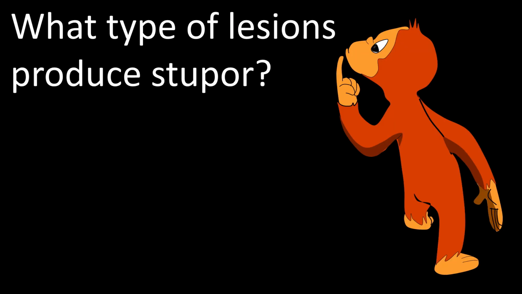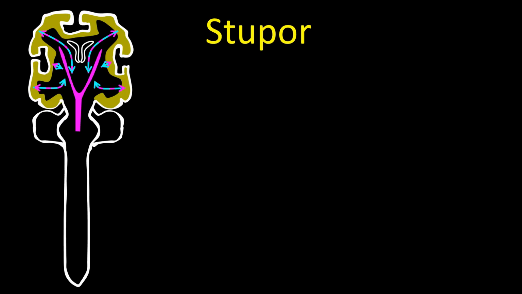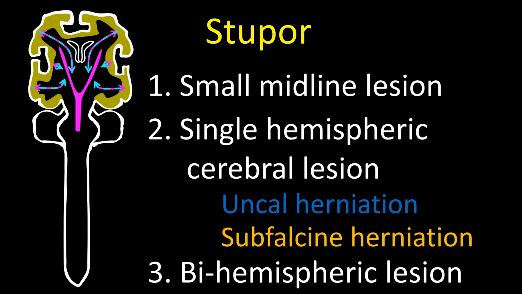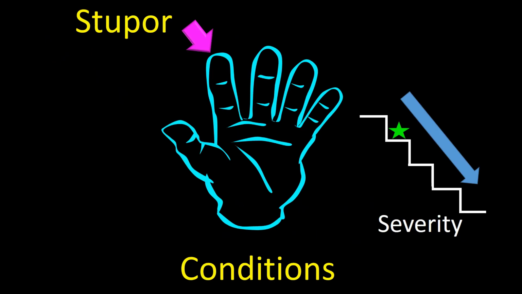What type of lesions produce stupor? A patient with stupor has severe diffuse cerebral cortical dysfunction, but less severe than patients with coma. I am representing the lesser degree of cerebral dysfunction by using a darker shade of yellow than I use to represent the degree of cerebral dysfunction in coma. Stupor is the result of the same type of lesion producing coma.